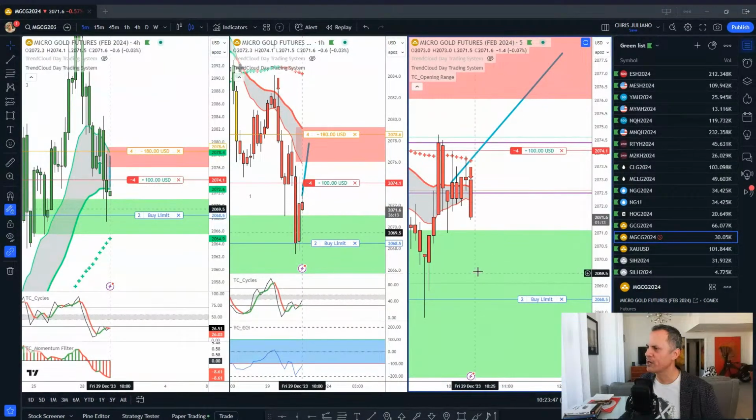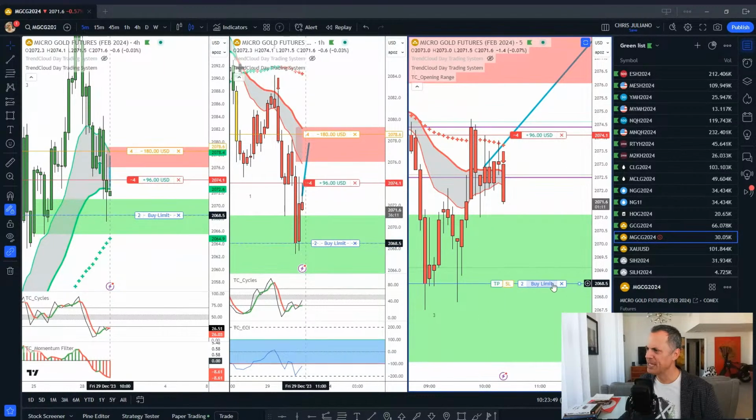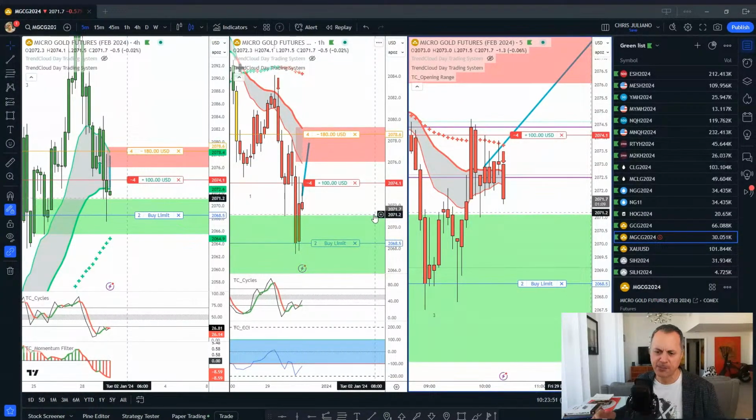All right, we're doing well. Hopefully we get to scale out of this trade. That'd be a great entry into the new year. Great entry into the new year.